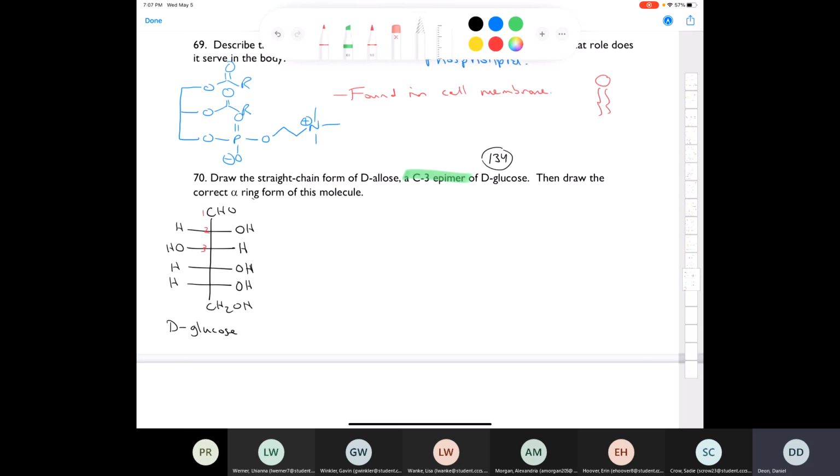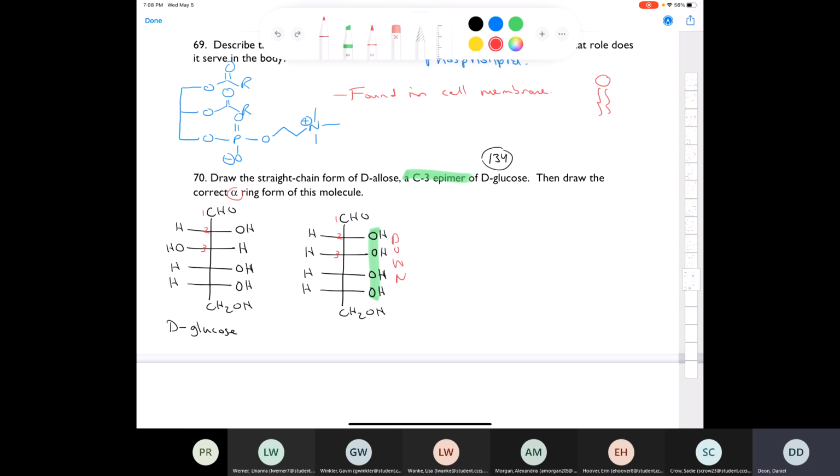So if I copy this molecule, just to save a little bit of time, I'll paste it right here. Okay, so all I have to do is flip that one part of the molecule, and I end up with a hydroxyl over here and a hydrogen here. So you can see that everything is on the same side of the molecule. So that means that all of those hydroxyls are going to be pointing down in my Haworth representation. So the correct alpha ring form.